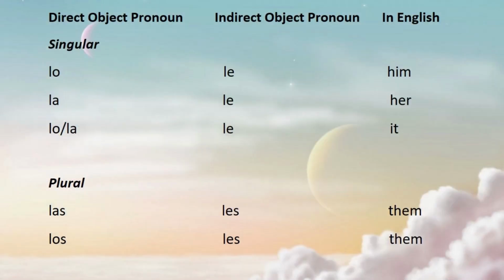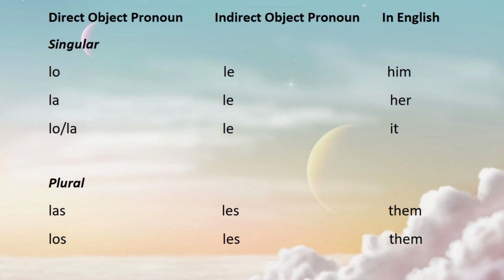Let's start to see a simple chart. We have a difference between direct and indirect object pronoun. We don't have that distinction in English. That's why English speakers usually get confused with it. On the chart, we use lo or la for a direct object pronoun and le for indirect object pronoun. The same happens in plural form.